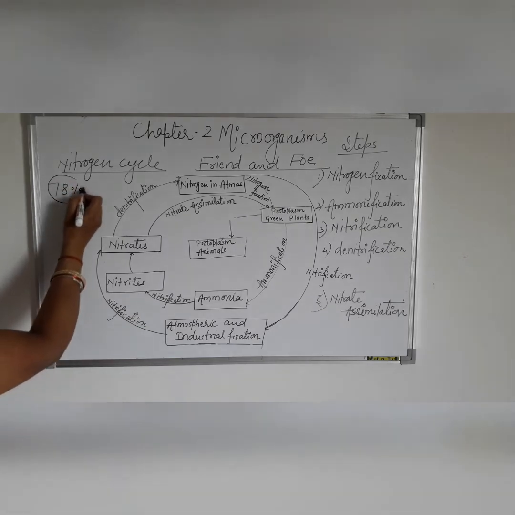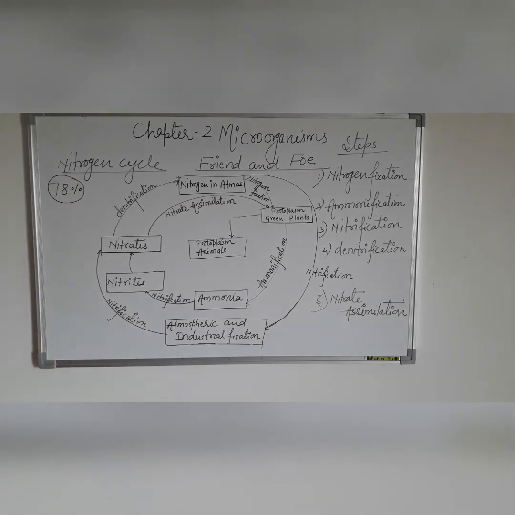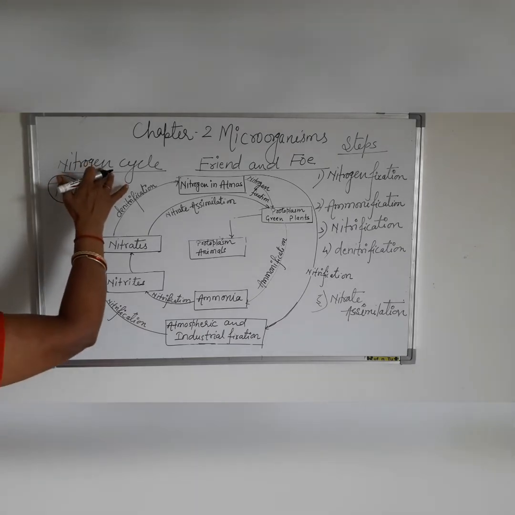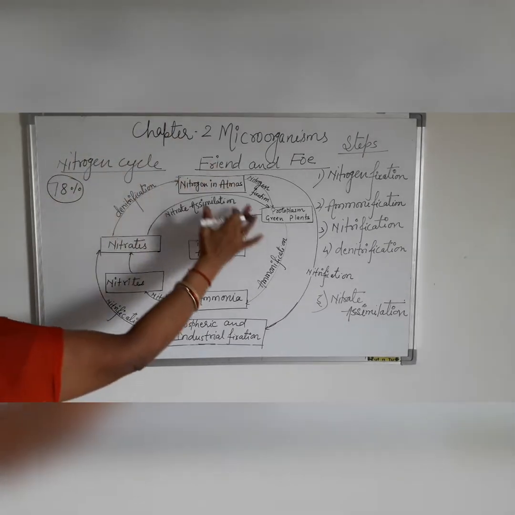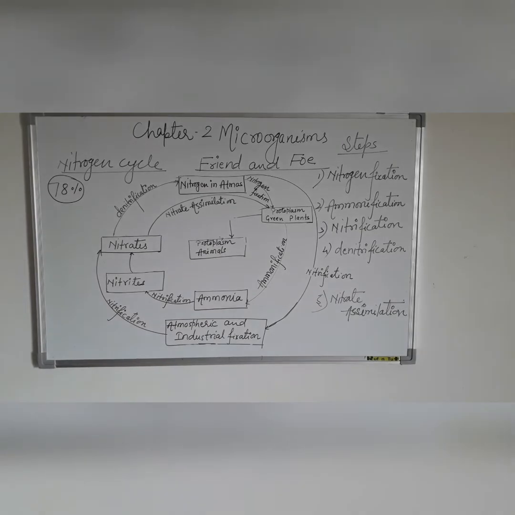Nitrogen is thus essential for all life forms, but atmospheric nitrogen cannot be used directly. As we know, 78% is a large proportion of nitrogen, but plants directly cannot use this nitrogen. It is not available to the plants directly. So now I will tell you how this nitrogen is available to the plants.